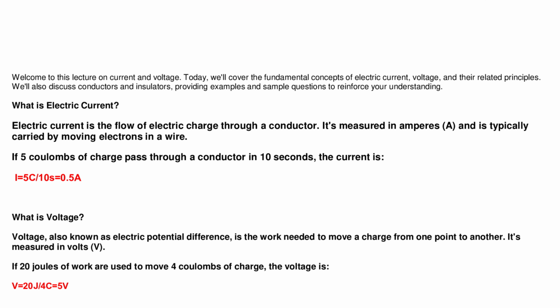So let's see some problems where we will use the formulas in practice. I is equal to Q divided by T. If 5 coulombs of charge pass through a conductor in 10 seconds, the current would be I is equal to Q divided by T, 5 divided by 10 seconds. Another problem would be if 20 joules of work are used to move 4 coulombs of charge, then the voltage would be V is equal to 20 divided by 4. The answer would be 5 volts.